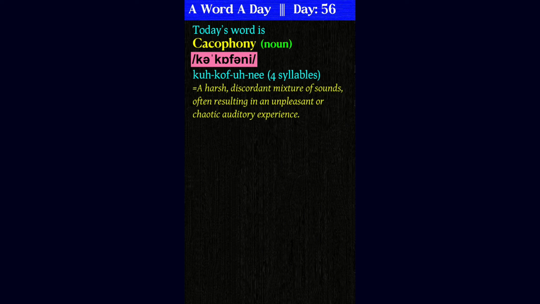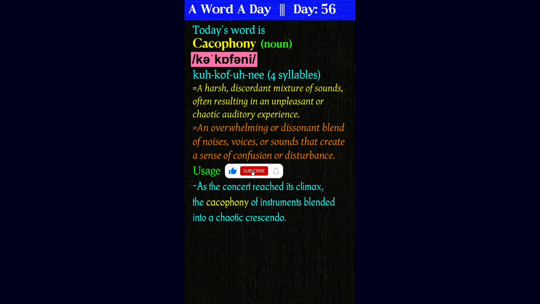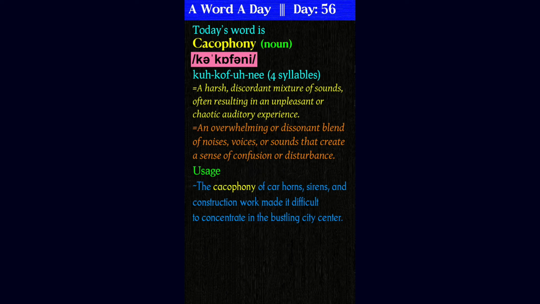Cacophony means a harsh, discordant mixture of sounds, often resulting in an unpleasant or chaotic auditory experience, or an overwhelming or dissonant blend of noises, voices, or sounds that create a sense of confusion or disturbance. Usage: As the concert reached its climax, the cacophony of instruments blended into a chaotic crescendo. The cacophony of car horns, sirens, and construction work made it difficult to concentrate in the bustling city center.